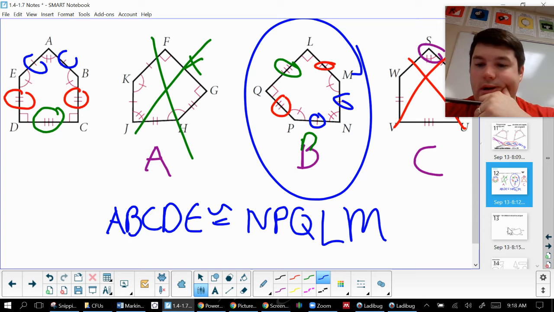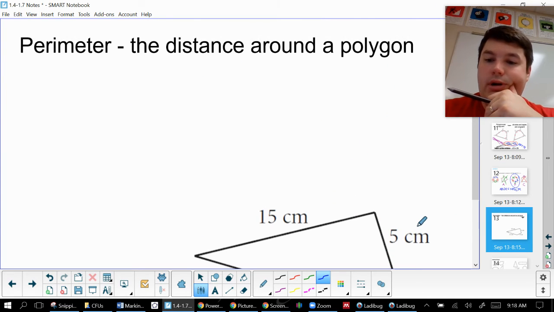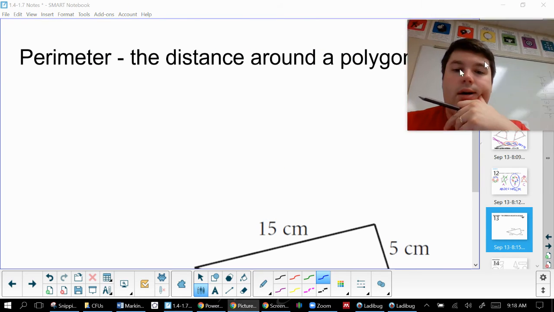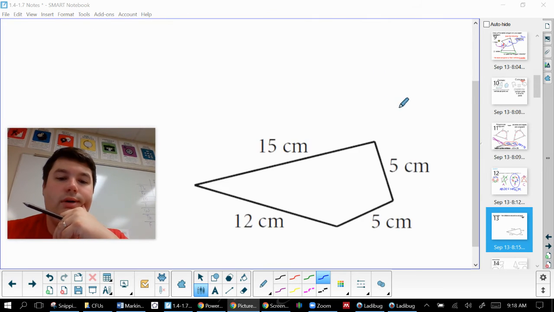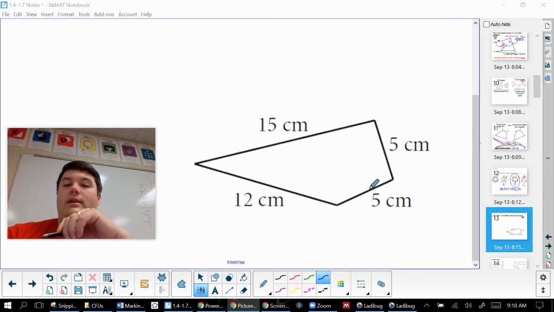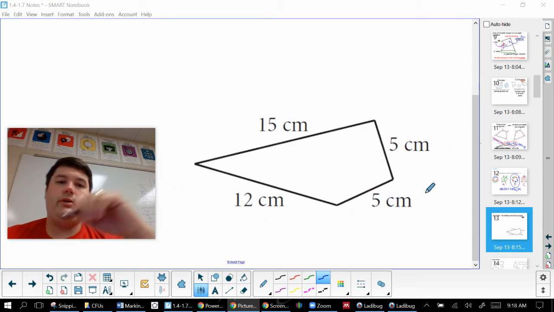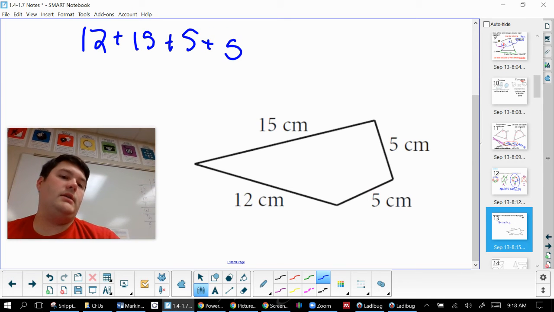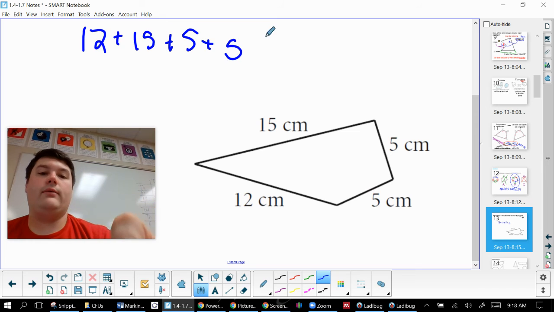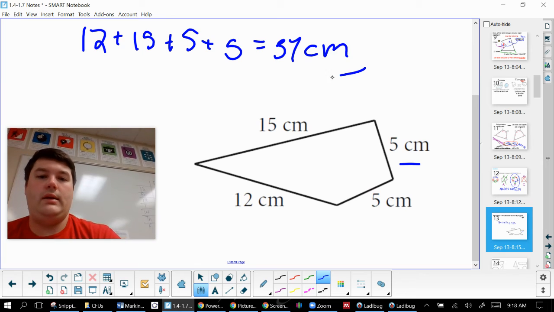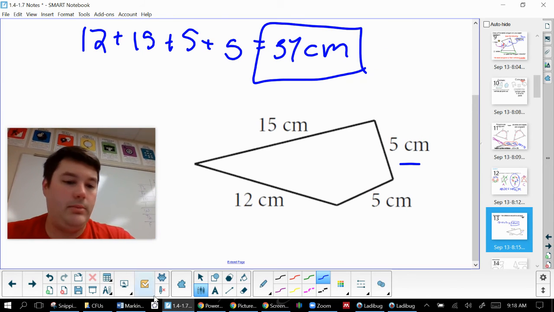Okay, and then the last one we had to talk about here was perimeter. Perimeter is the distance around a polygon. That's probably something you've known already, and it's pretty straightforward. You've got a quadrilateral with 4 sides, and to find the perimeter, I just add them all up. So I've got 12 plus 15 plus 5 plus 5, and it's going to be 20, 35, 37. And of course, if you don't include the centimeters, it doesn't really mean anything. So 37 centimeters. Add them all up.